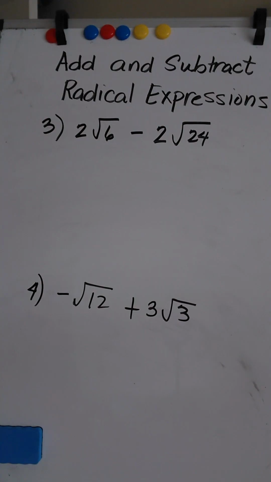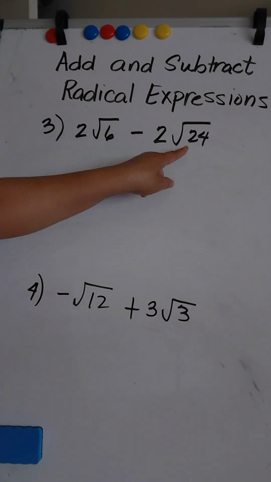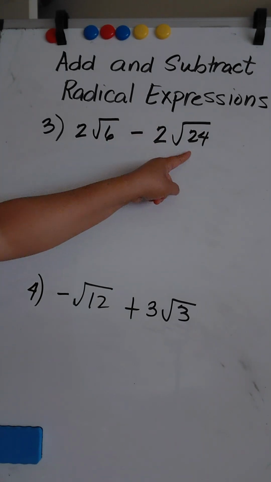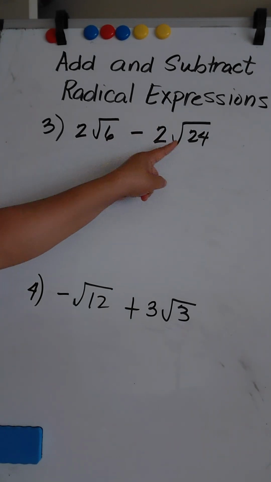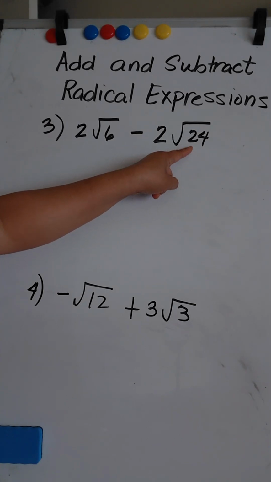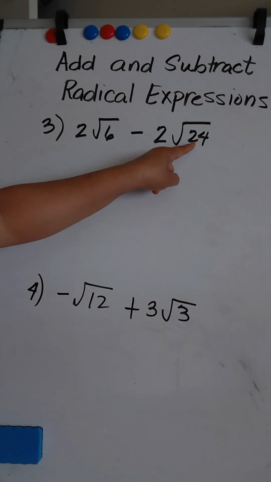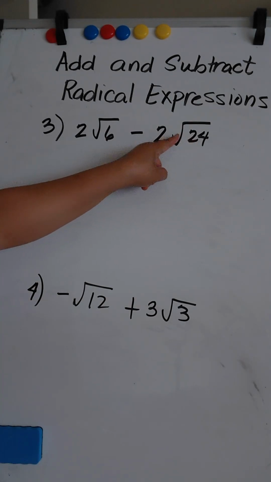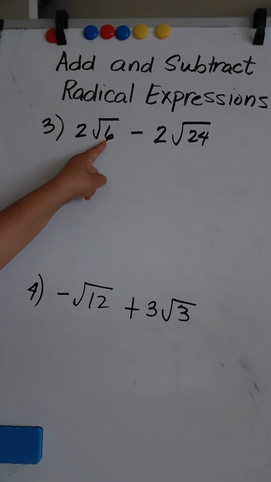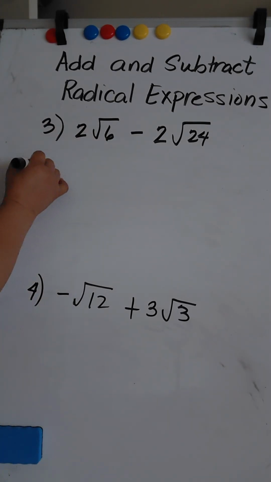Let's continue to number 3. So we have 2 square root of 6 minus 2 square root of 24. Okay, so remember I said in number 1 the conditions, 24 is factorable. Now they don't have the same radicand, therefore we cannot easily add them until you find the factors of 24 in which it will be the same as the radicand of the first expression. Okay, so let us solve.